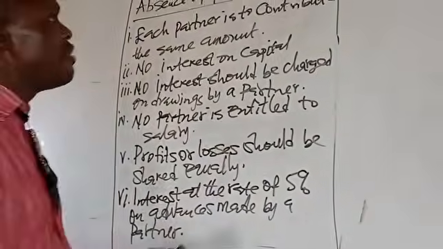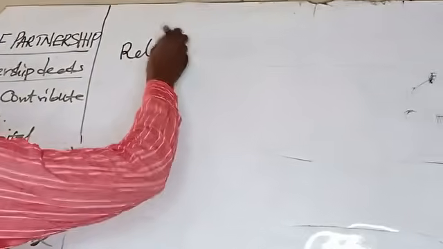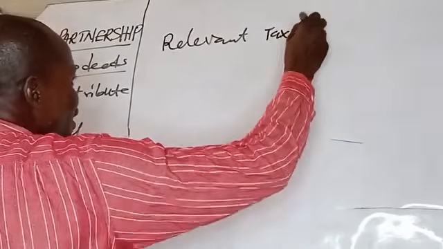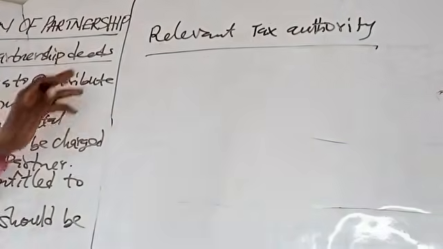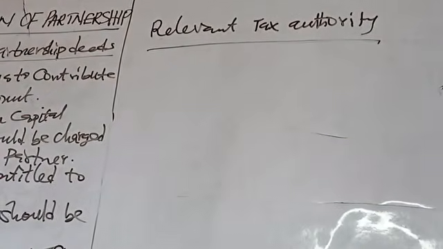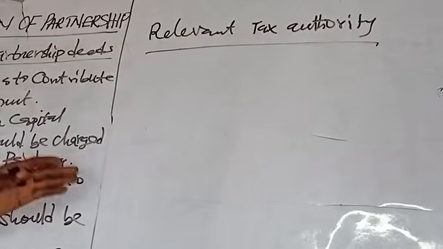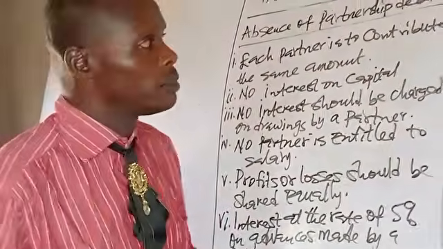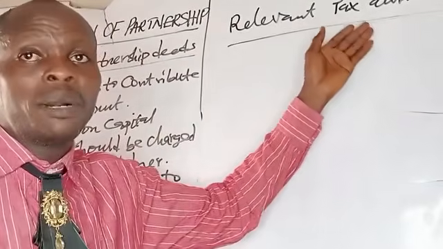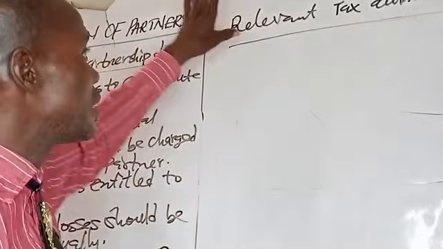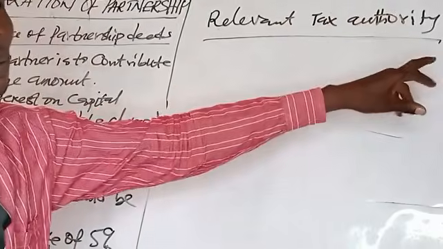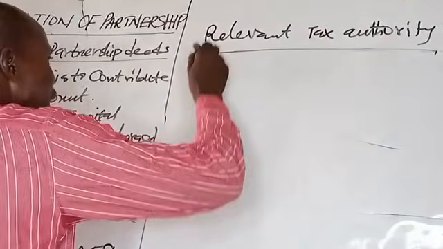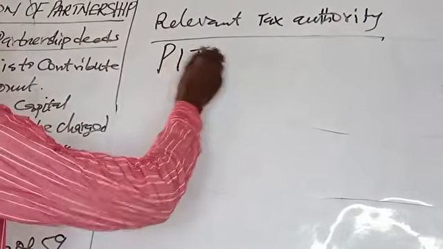So what is the relevant tax authority? The relevant tax authority is the tax authority of the territory in which the principal office of the partnership business is situated. Remember, partnership business is governed by the Personal Income Tax Act.